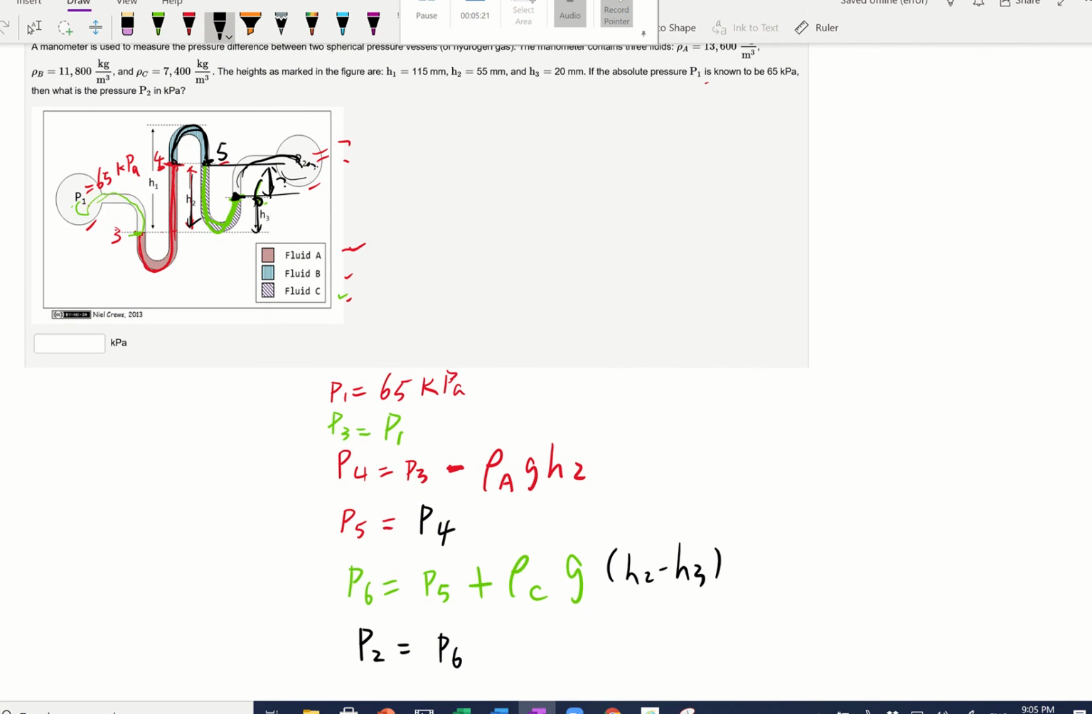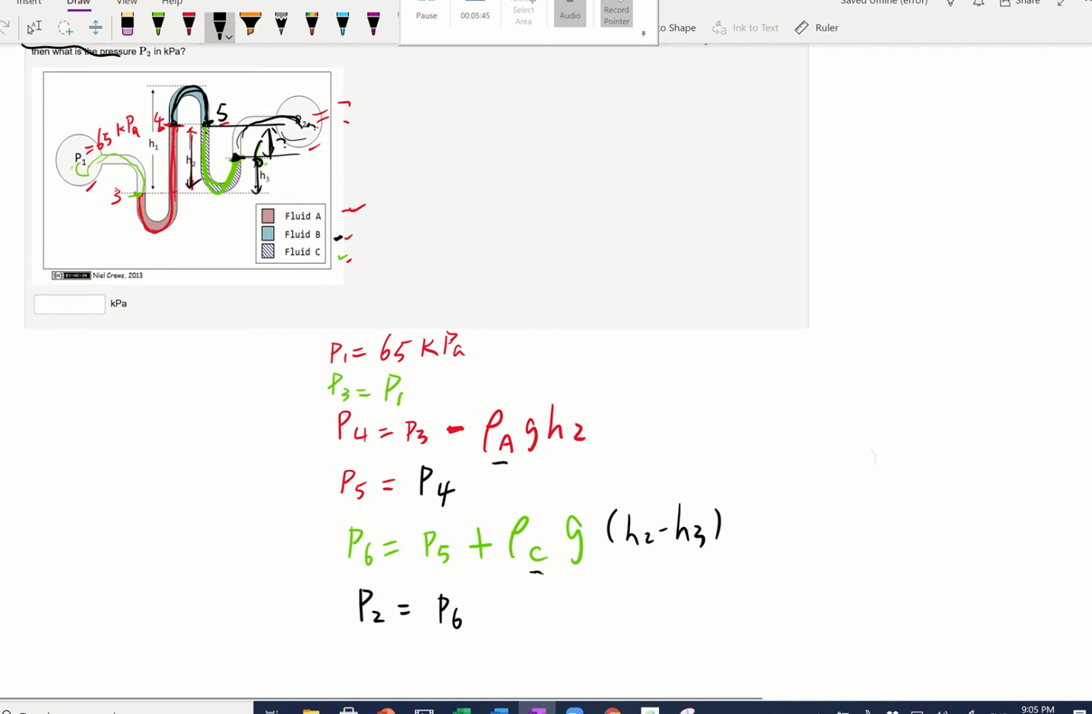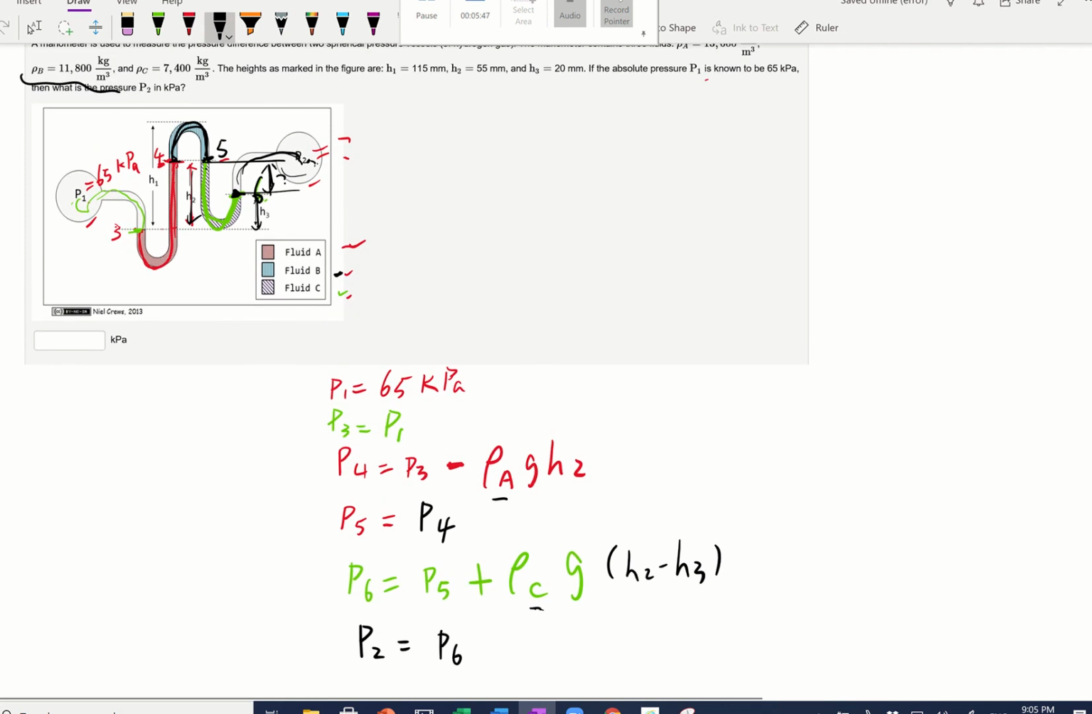And if you look back, you realize you used liquid fluid A density. You also used the density of C, but fluid B we didn't use. The reason for that is 4 and 5 are at the same height, so we will not use the density of B here. So that's going to be a noisemaker for this number right here. Okay, so put them together.